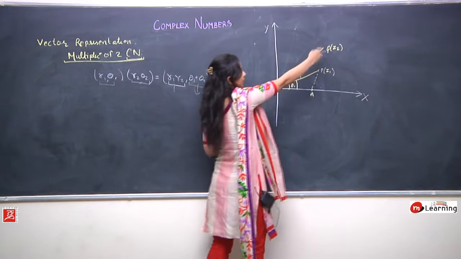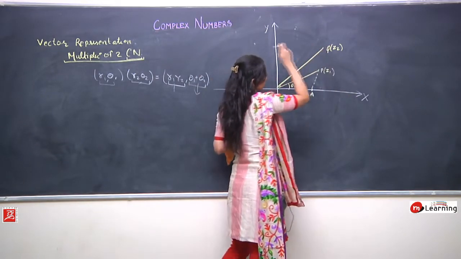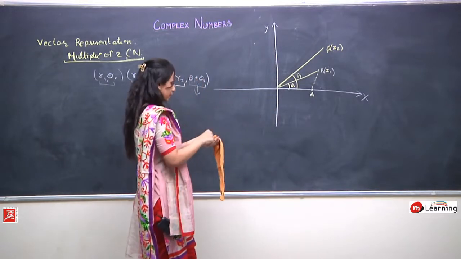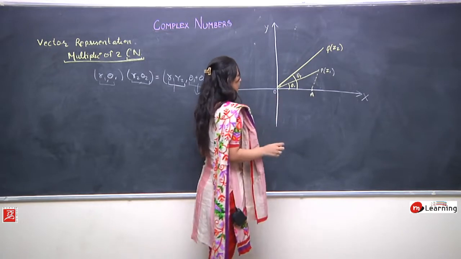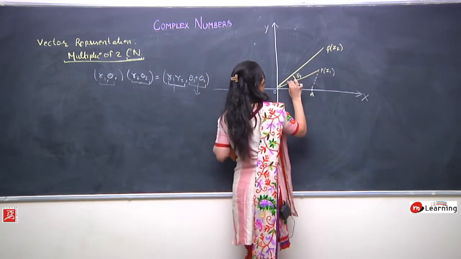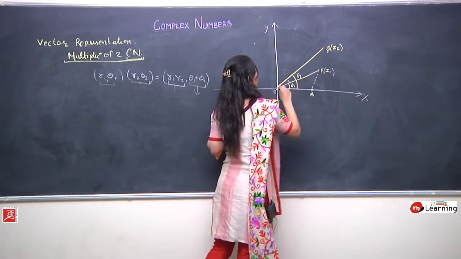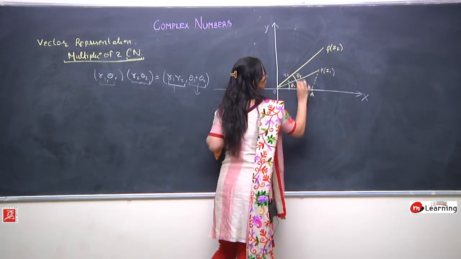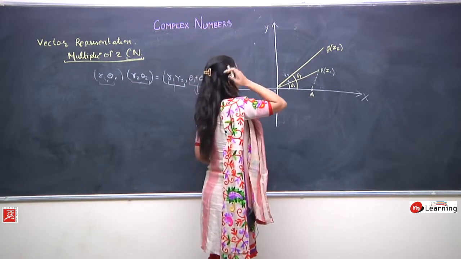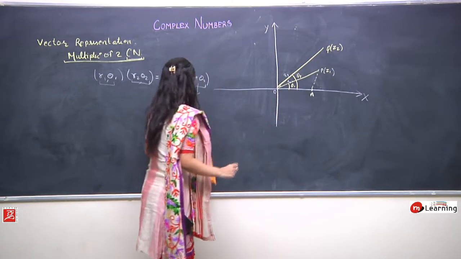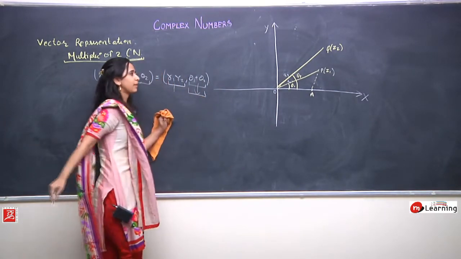I just represented P by Z1 and Q by Z2 on this plane. So this is my origin O. I know that this length OP would be equal to R1, and this angle is theta 1. This length OQ is R2 and this angle is theta 2. Now what we have to do is find a complex number with argument theta 1 plus theta 2.